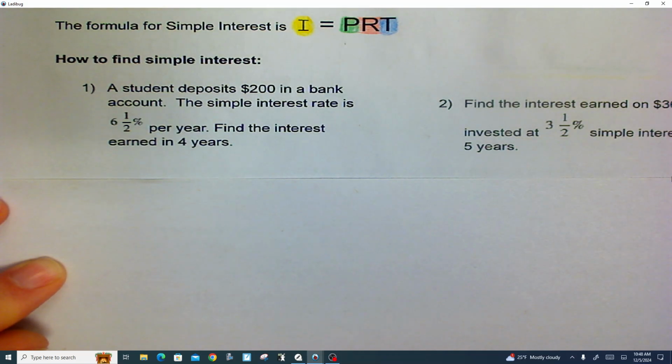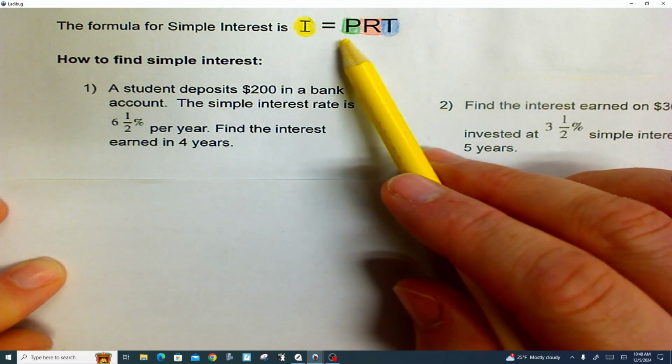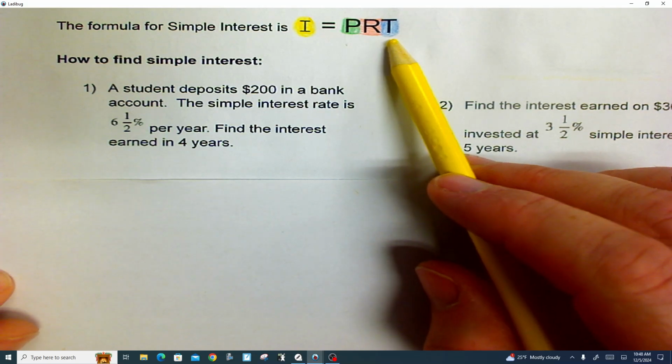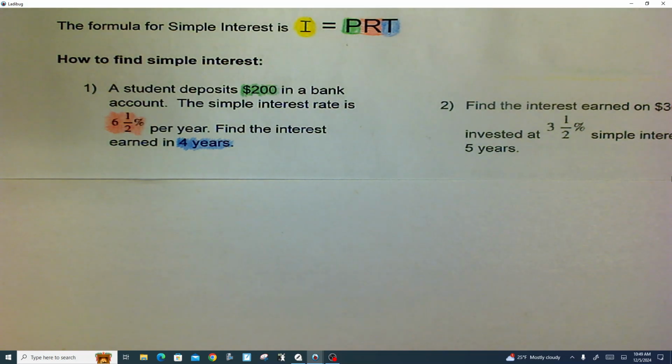So let's go down and take a look at how to use this formula. I always tell my students, if you can find these three situations right here, the principal, the rate, and the time, then you can easily plug them straight into your calculator and just multiply them. The first one that I always try to find is the rate, and just scanning through here, I see the 6.5% just screaming to be pointed out as a rate. And then I look at the dollar signs. I see $200 is deposited. And then how long was it sitting in there? 4 years.